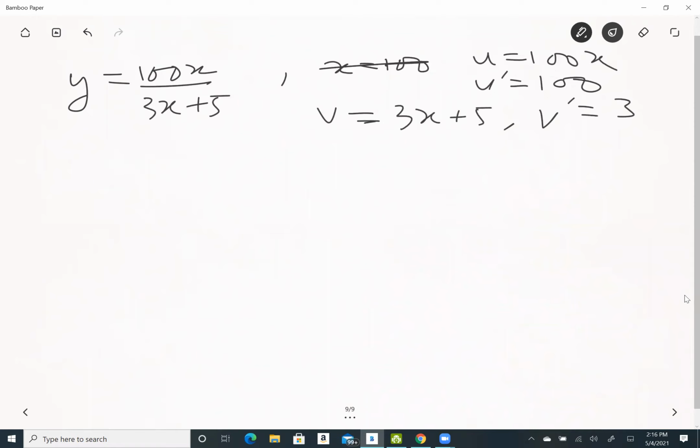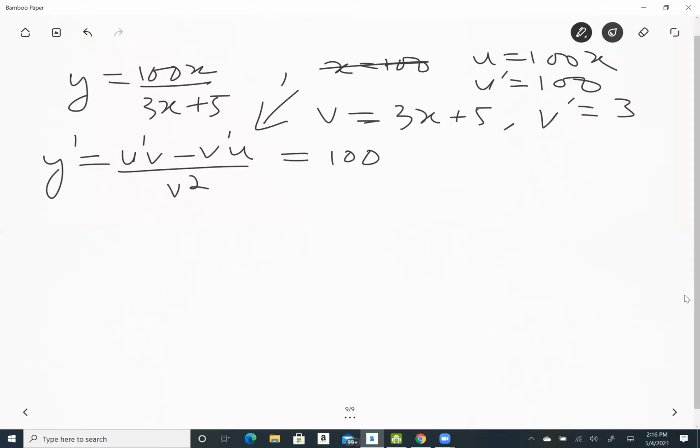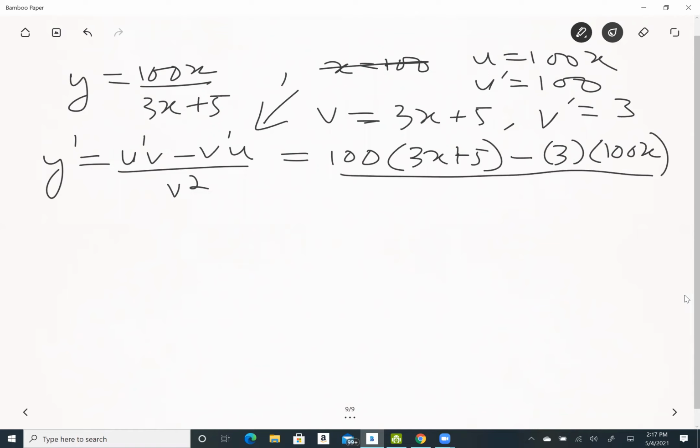And you know the quotient rule. The quotient rule says u prime v minus v prime u, everything divided by v squared. Now you put in everything. u prime, which is 100, multiplied by v, 3x plus 5. Then we minus. Make sure you have a minus sign over there. v prime, 3, multiplied by u, which is 100x. Everything divided by 3x plus 5, squared.